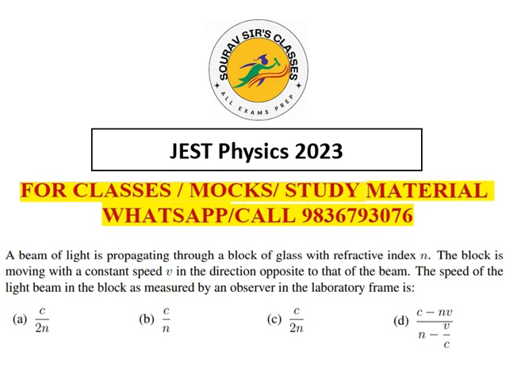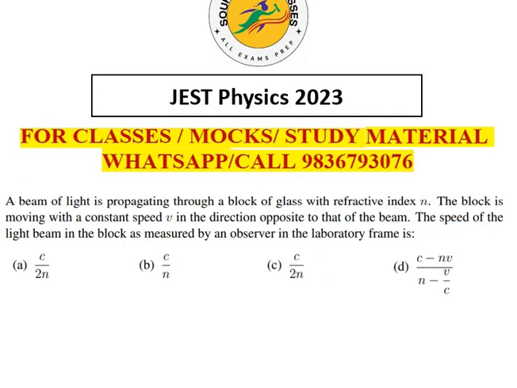Let's solve one problem from JEST Physics 2023. The problem states that a beam of light is propagating through a block of glass with refractive index n. The block is moving with a constant speed v in the direction opposite to that of the beam. The speed of the light beam in the block as measured by an observer in the laboratory frame is. So what is the speed the observer measures who is present in the laboratory?